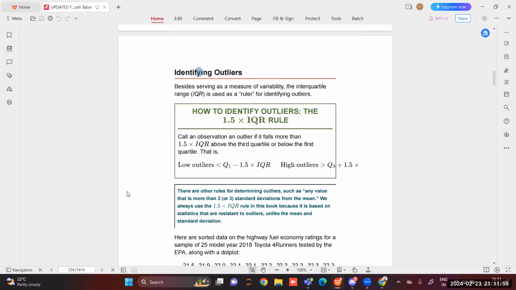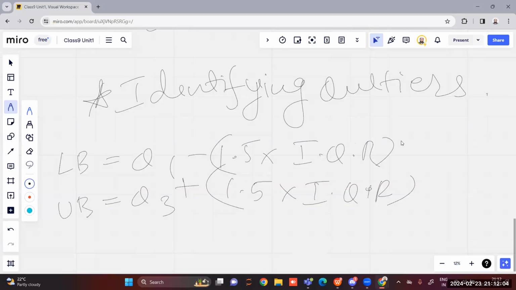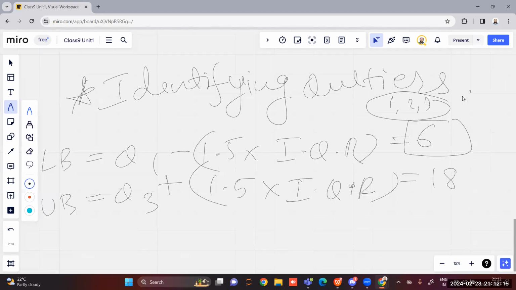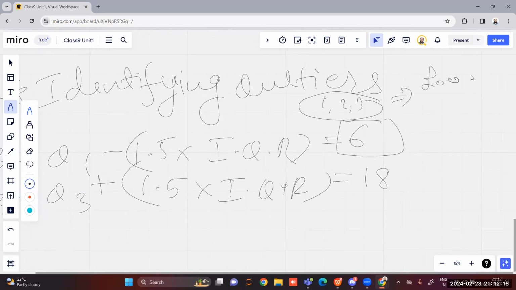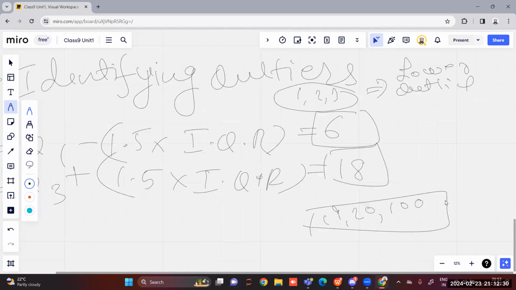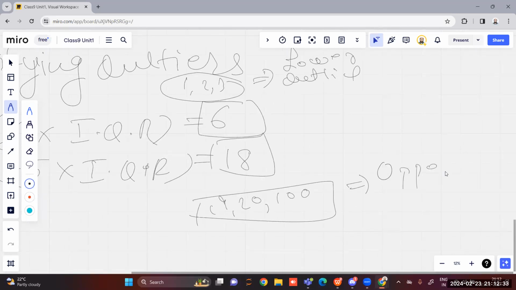Understood? Here are the upper bound and lower bound. So the value will come here. Suppose it is coming as 6 here and 18 here. So all the data points below 6, let it be 1, 2, 3, 4, will be seen as lower outliers, outliers on the lower side, and all the values greater than 18, 19, 20, 100, whatever it be, will be considered upper outliers. So we'll solve one example, which will be very clear to you.